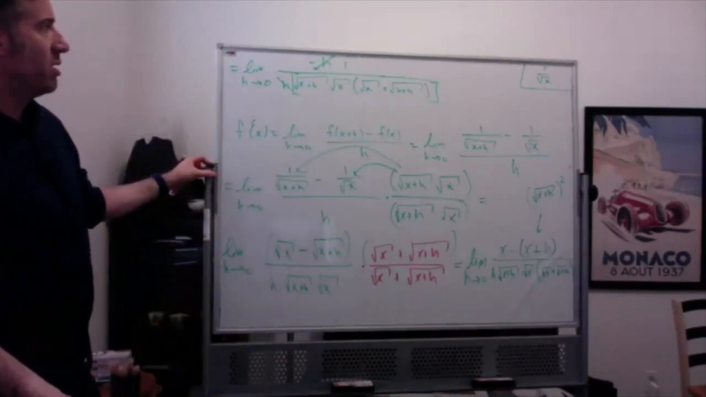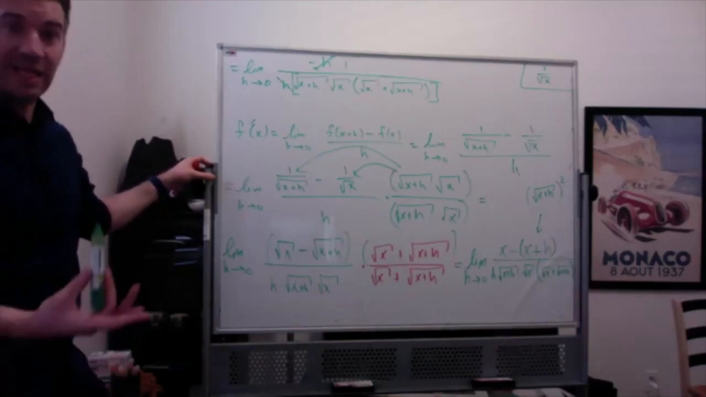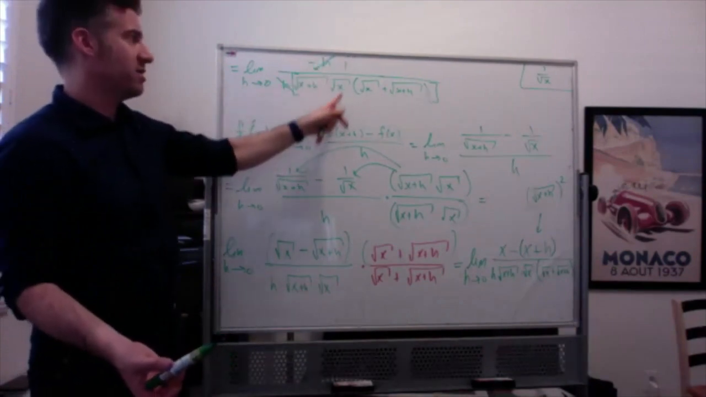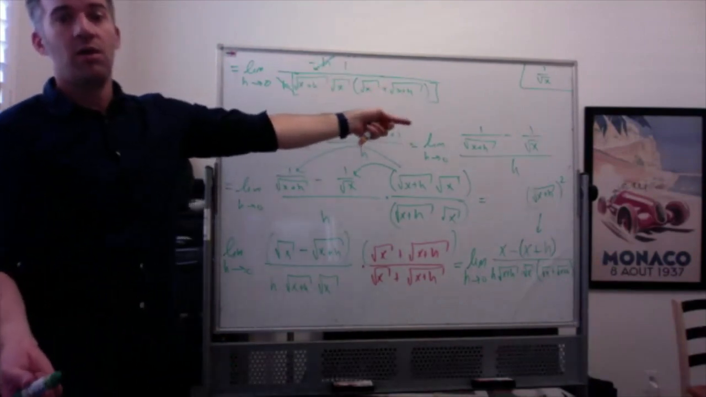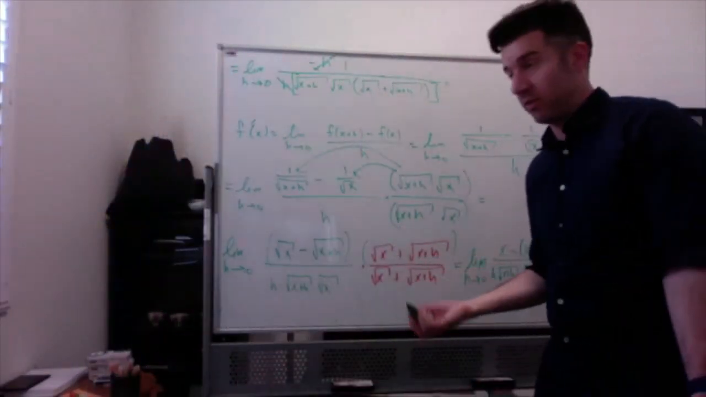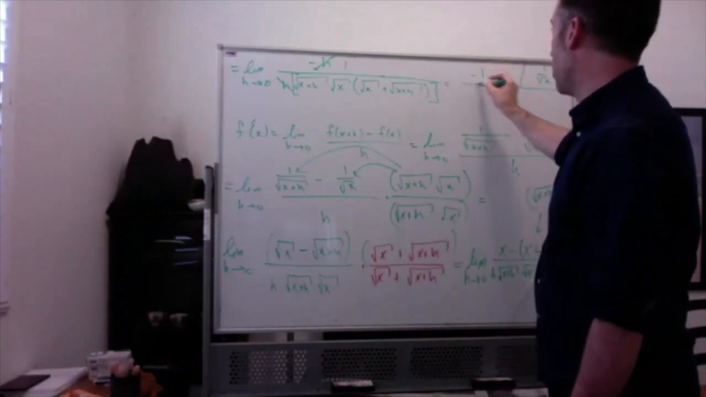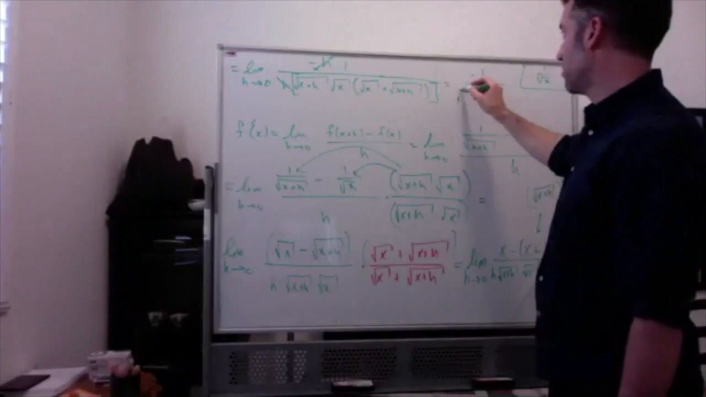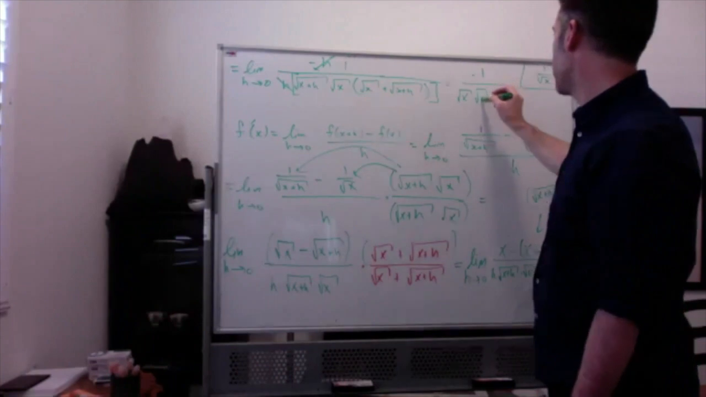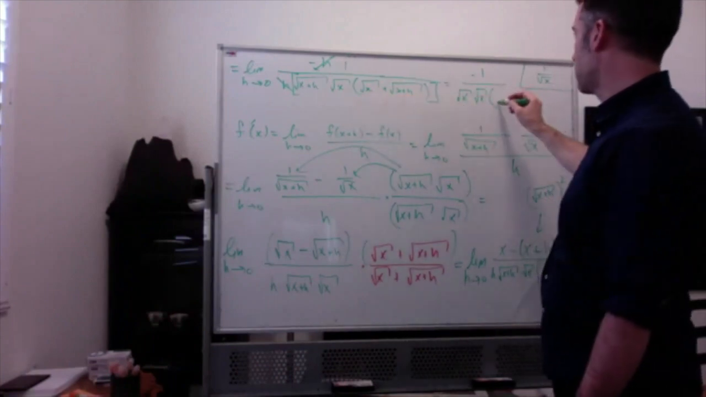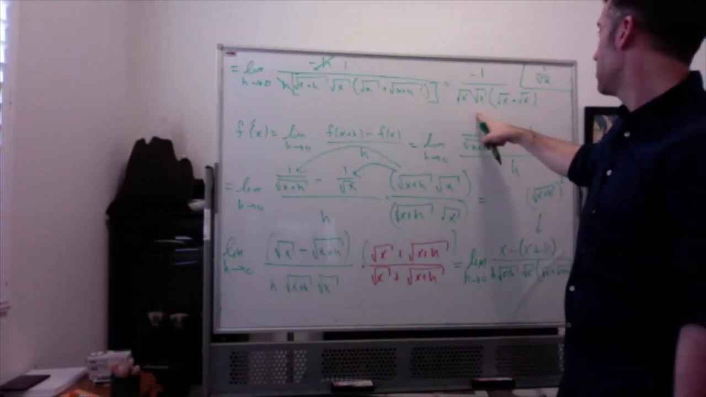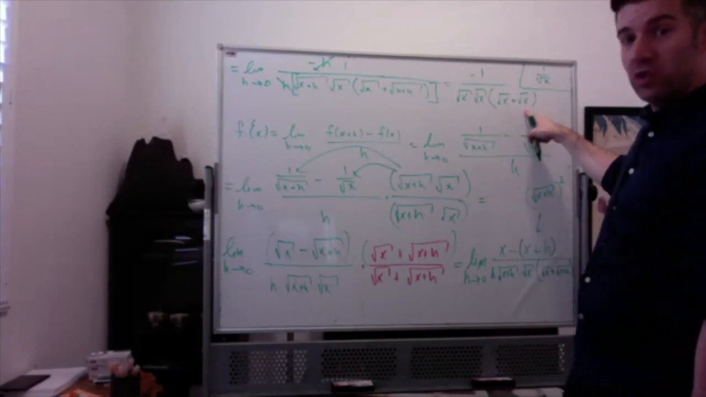So I've got the limit as h goes to 0 of minus 1 over the square root of x plus h times the square root of x times the square root of x plus the square root of x plus h. So I'm actually going to go ahead and plug in 0 for the remaining h's. So I'm going to have minus 1 over the square root of x, square root of x plus 0 is the square root of x, times the square root of x, times square root of x plus the square root of x. Square root of x times the square root of x is x, and the square root of x plus the square root of x is 2 root x.